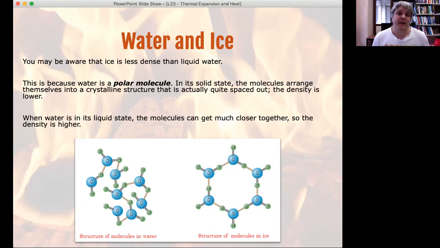So liquid water takes less space than solid water, than ice. So that's why ice is less dense and why it floats. We already saw that something less dense will float. So ice floats on water because it is less dense than water, and it is less dense because the structure of the atoms and molecules in the solid form of water is very spread out, very spaced out compared to how packed in they can get when it is liquid.